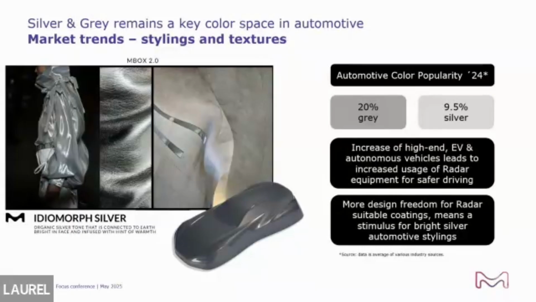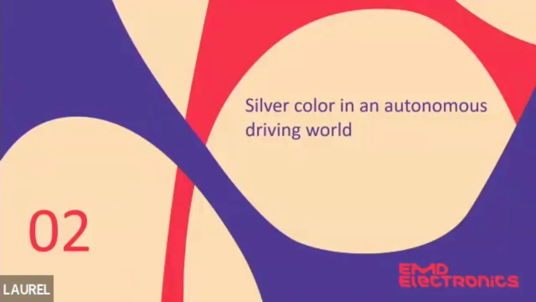So here's the color story I already talked about. It's 20% gray and 9.85% silver. So we lump them together as gray/silver. A lot of designers like the color. The consumer, of course, likes the color, and it shows a highly sophisticated color. So that's the color popularity.